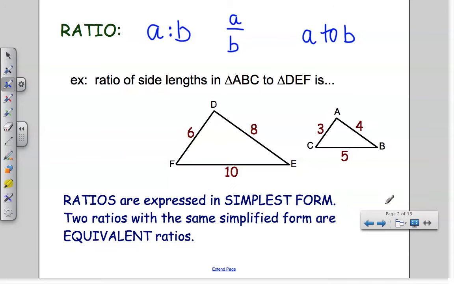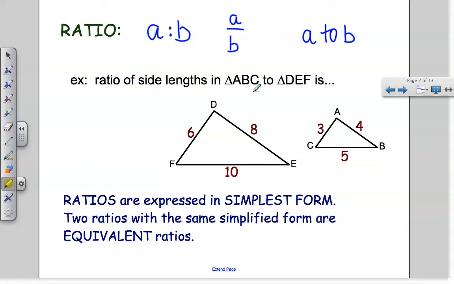Example here. Let's look at the ratio of side lengths in triangle ABC to triangle DEF. The reason I put this example as well is because look at the order that they put these in. They want triangle ABC first, then compared to triangle DEF. So make sure that you're picking a side length from triangle ABC first. The second number would come from triangle DEF. Notice triangle ABC is over here. So if I wanted to compare this side of 3, I would compare that to which corresponding side in triangle DEF. Well, it would be with this side 6.